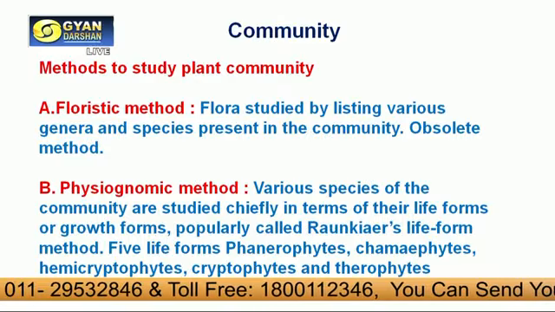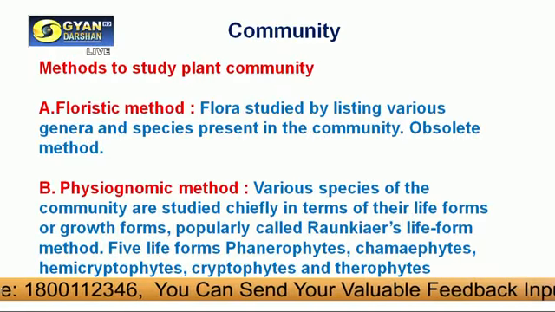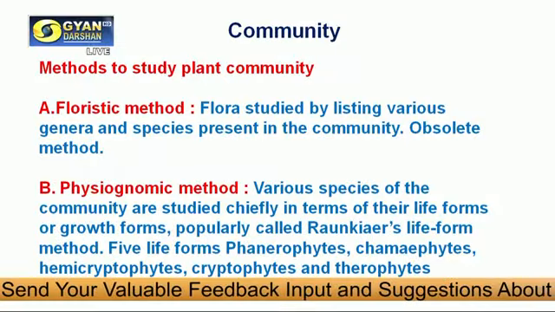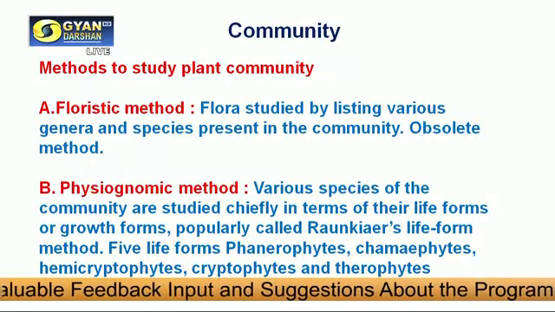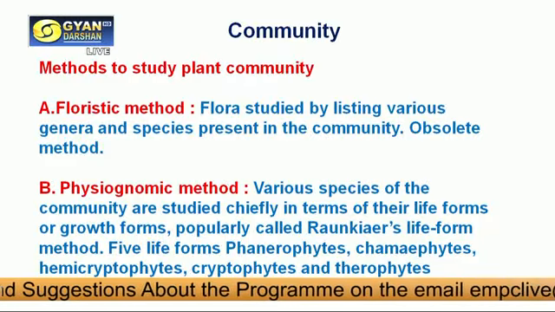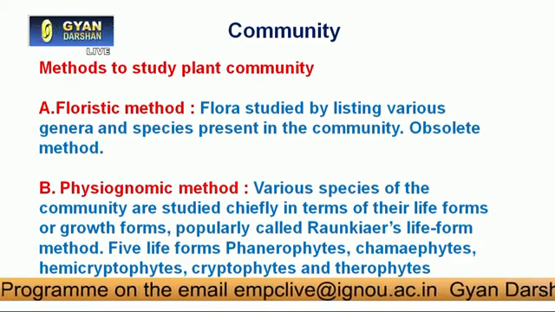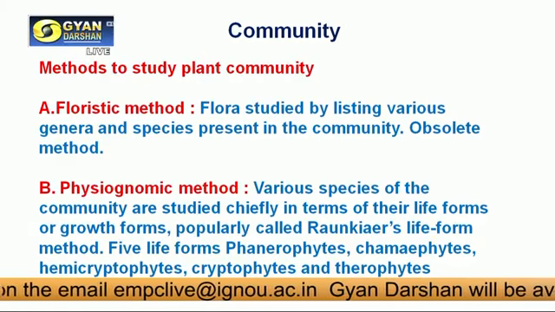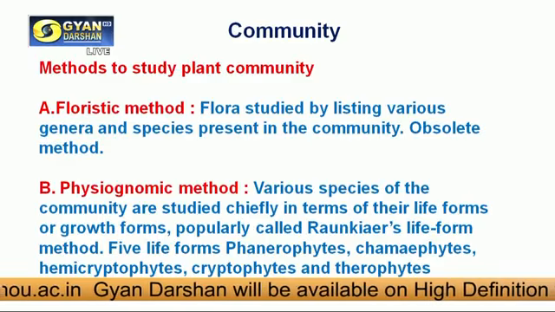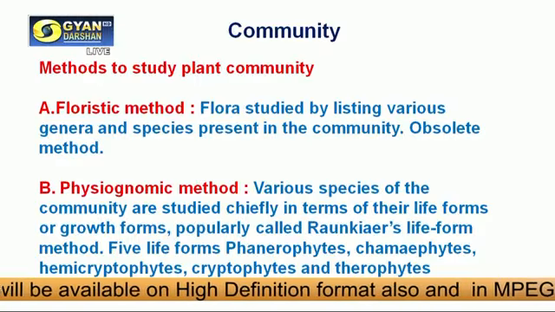So people needed some other kind of methods or techniques. Then came number B, that is the physiognomic method. What is the physiognomic method? This was given by a very well-known ecologist called Raunkiaer. Raunkiaer proposed the concept of life forms. I will come to this concept a little bit later.